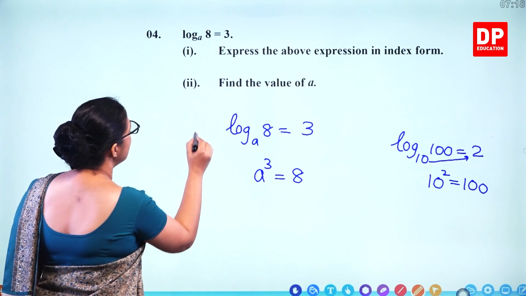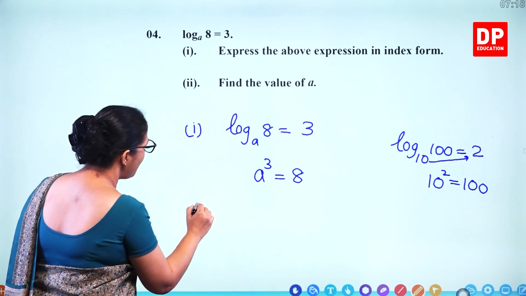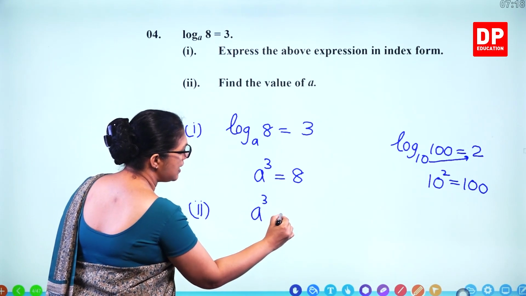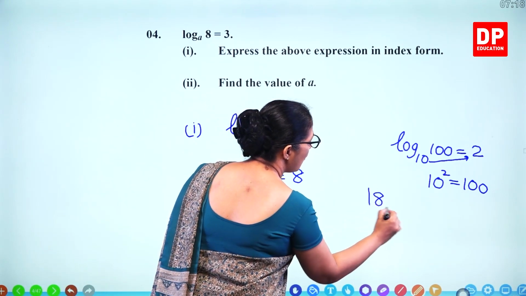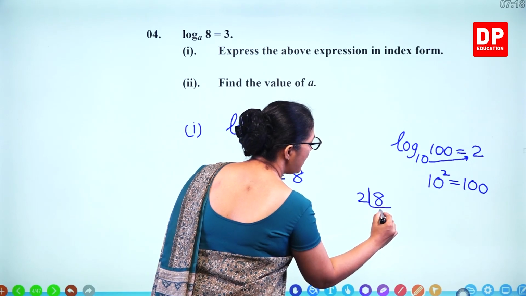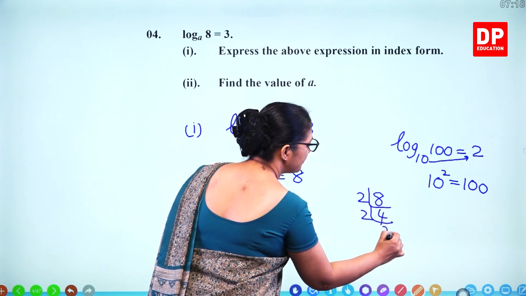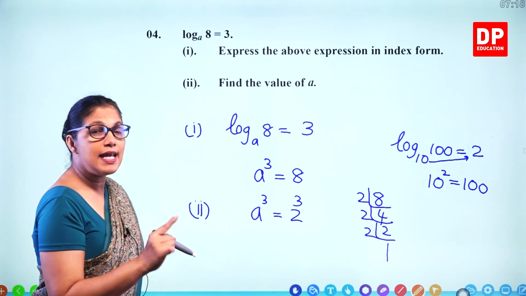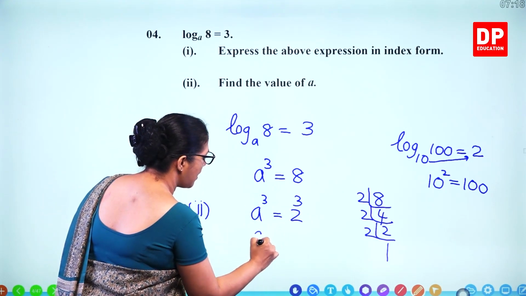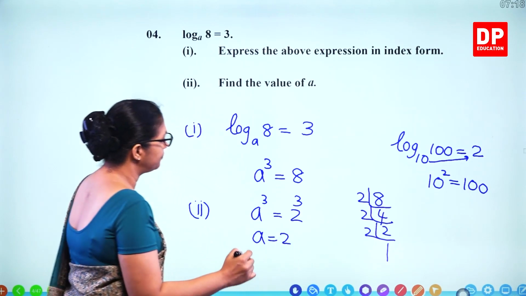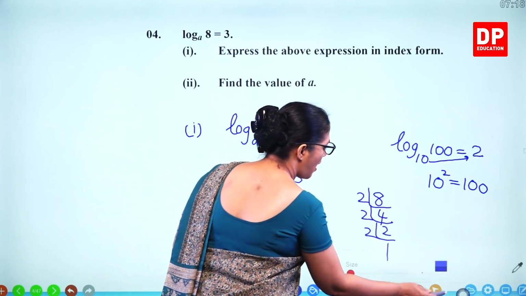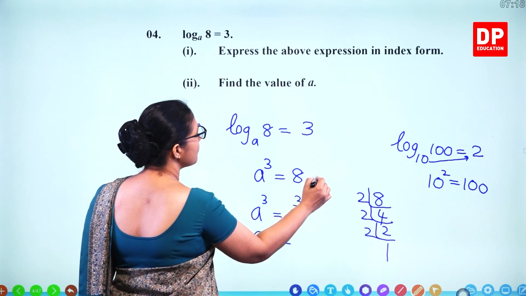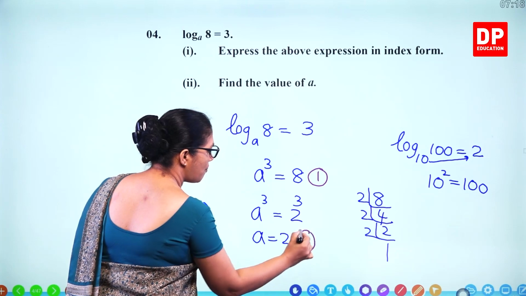Then find the value of A. Now we can write 8 as, what are the factors? 2 to the power 3. Same power, you can equate the bases. So A equals 2. So you get 2 marks, 1 mark for part 1, 1 mark for part 2.